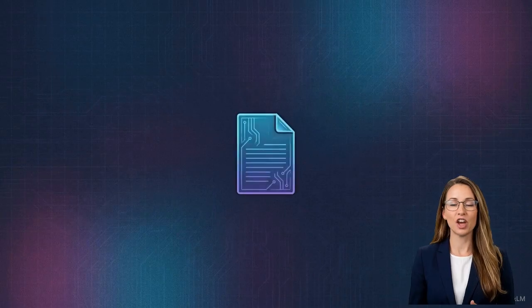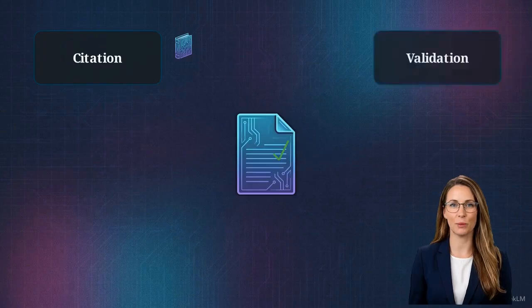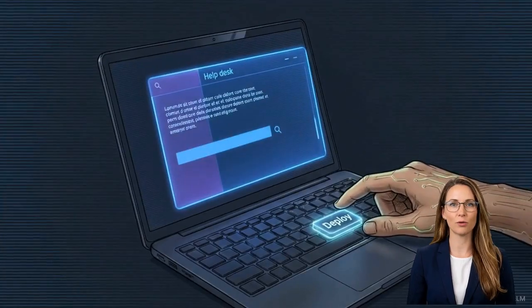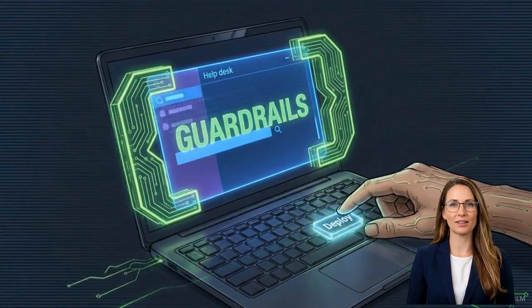Tomorrow, in Day 5, we move beyond prompt instructions. We will enforce accuracy through citation mechanisms, output validation, and dedicated anti-goal classifiers. Because right now you have an agent you can demo. Tomorrow, we build the guardrails required to actually ship it.